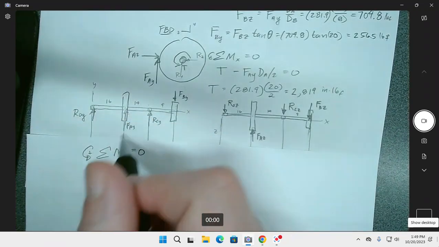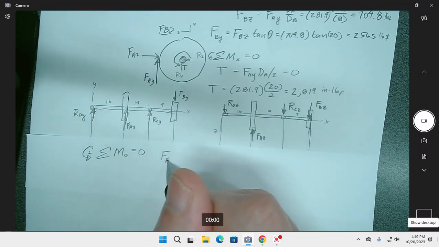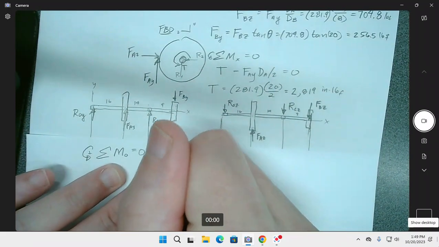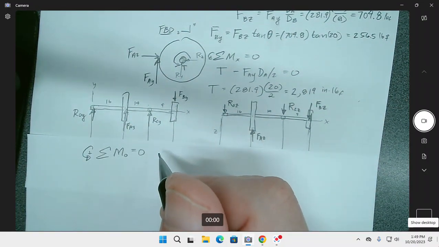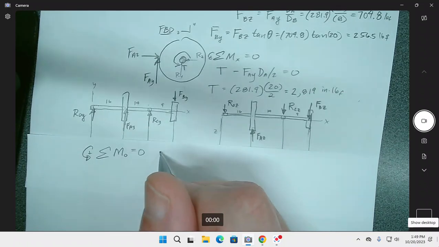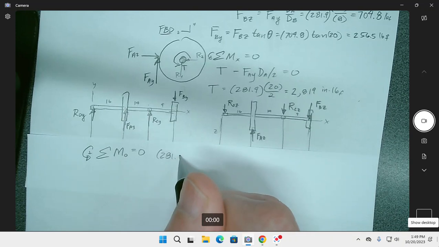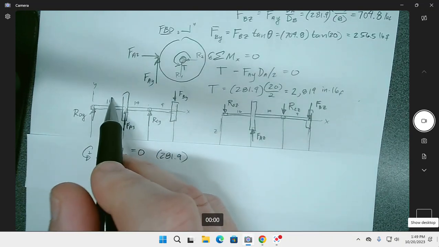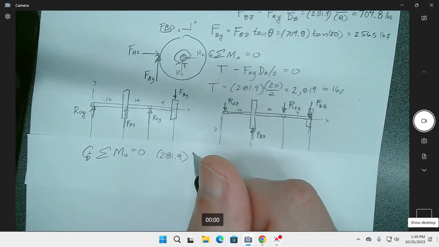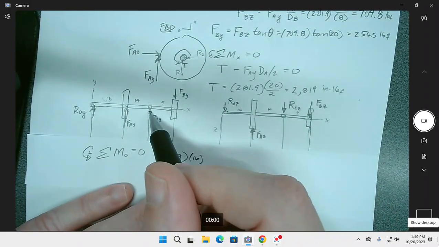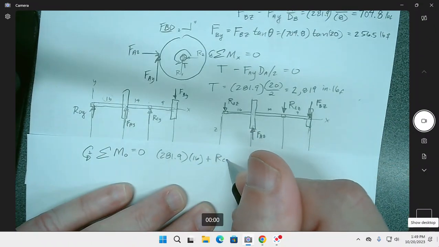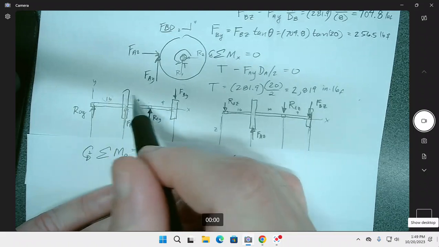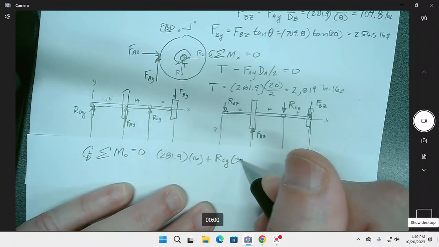This is going to go counterclockwise. Yeah, we know this value. Let's use values instead of symbols, since values are shorter anyway. So I'm looking at my moment equation. FAY is 281.9, and the moment arm is 16, and then this is an unknown, sort of the point of the whole thing. And then RCY, and that's going to be 16 plus 14. Please tell me that's 30.